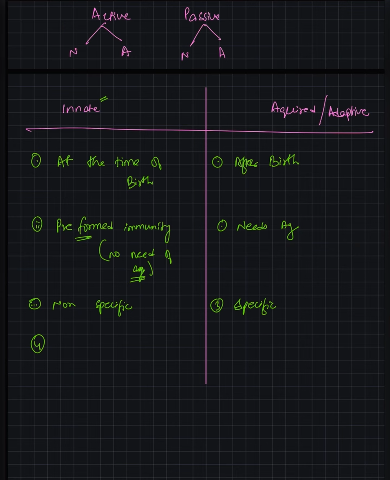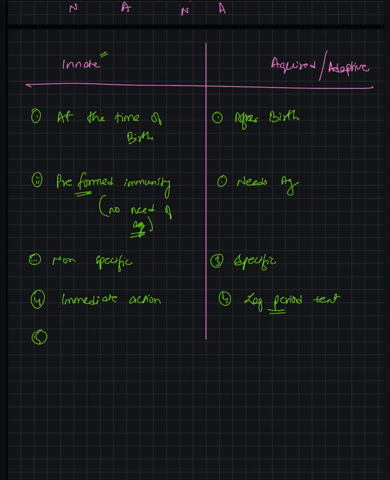Fourth point is innate immunity, it will cause immediate action. But the acquired immunity takes some time. So we can say that there is some lag period present. Why do we see this lag period? Because first the antigen will come, antigen entry. After that, antibody will be made, and then there will be action. So because of this, we say that there is a presence of lag period.